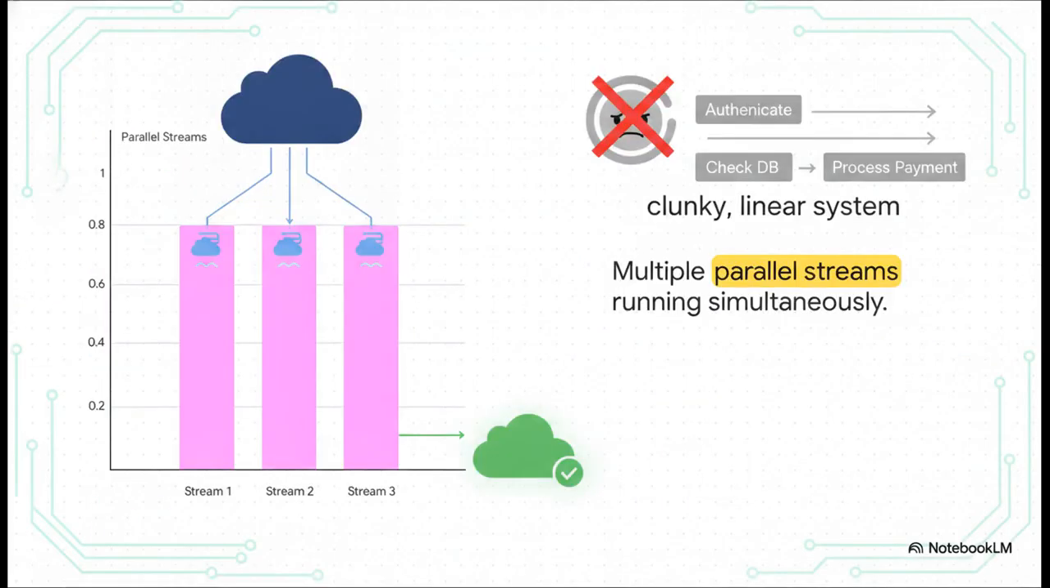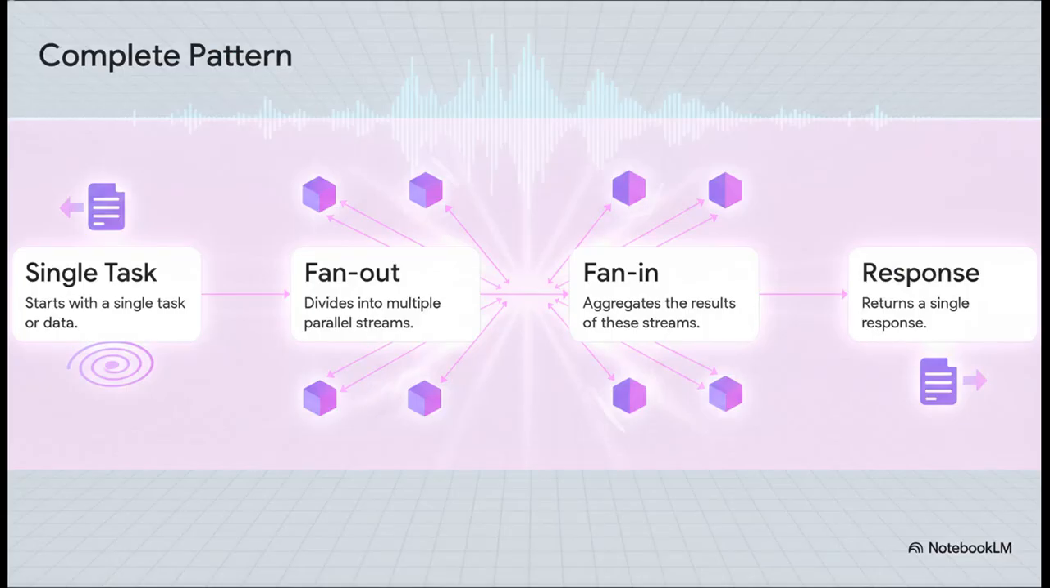And because these 3 microservices are operating simultaneously, thanks to our fan-out pattern, the total time it takes to process your purchase is literally a fraction of what a clunky, linear system would take. Imagine if the app had to authenticate you, and then wait to check the database, and then wait to process the payment sequentially. That loading spinner would drive you absolutely crazy. Parallel processing fixes that.